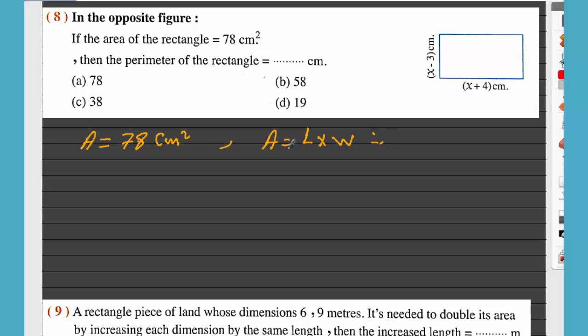So we have the area here equals 78, equals the length multiply width, x plus 4 multiply x minus 3. So 78 equals x multiply x, it is x squared, 4 multiply negative 3, negative 12. 4x plus negative 3x equals positive x.